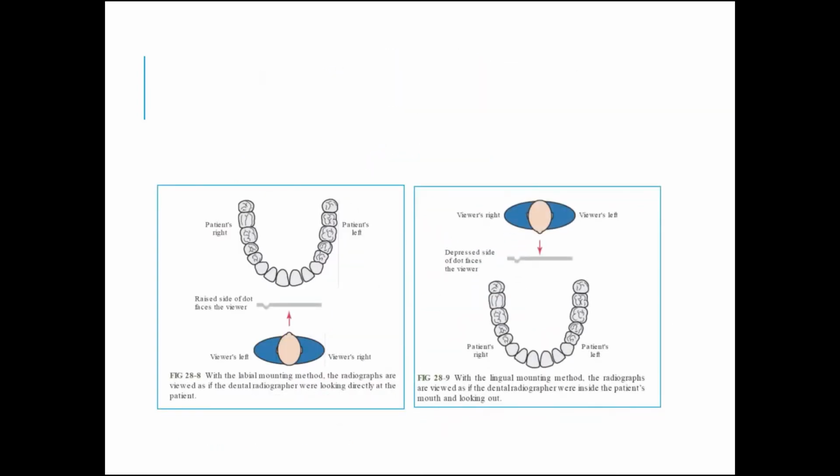Let us see once again. Suppose we are mounting the radiographs in labial mounting method. We have to place the radiographs with the convexity towards us, and we have to imagine that we are standing outside the patient's mouth in front of the patient. And when the concavity is towards us, as in lingual mounting method, we have to imagine ourselves to be standing inside the patient's mouth at the place of the tongue with the entire set of teeth around us. I hope now it's clear on labial and lingual mounting method.